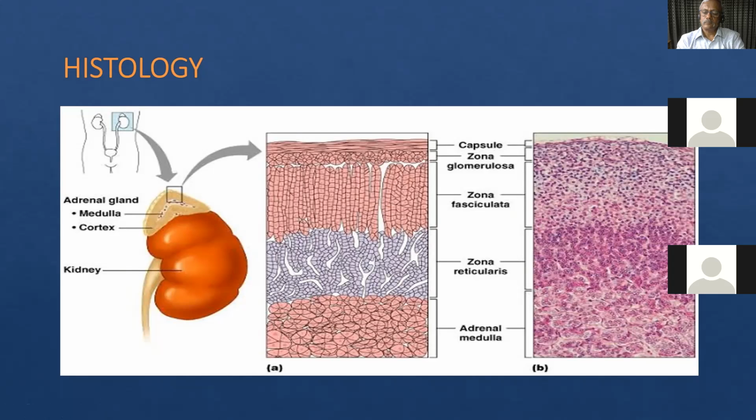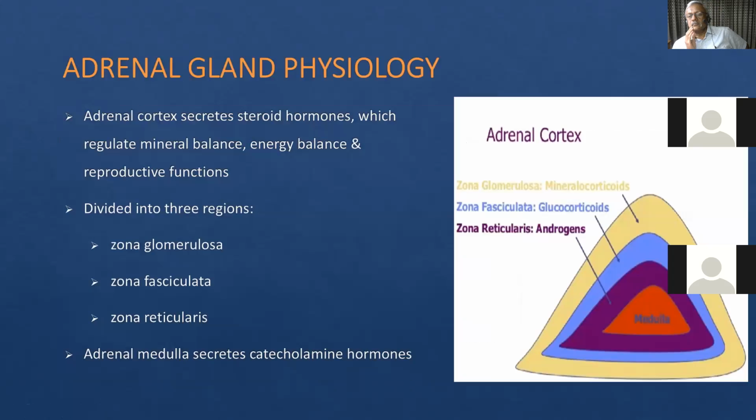The adrenal medulla contains special cells called chromaffin cells. These are of two types, chromaffin A and chromaffin N cells. Chromaffin A secretes adrenaline and chromaffin N cell secretes noradrenaline. The adrenal cortex secretes steroid hormones, which help in maintaining the mineral balance, energy balance, and reproductive function.